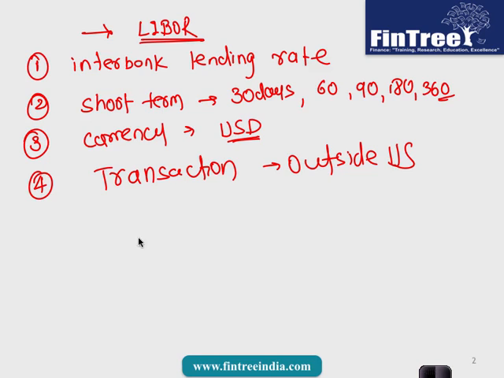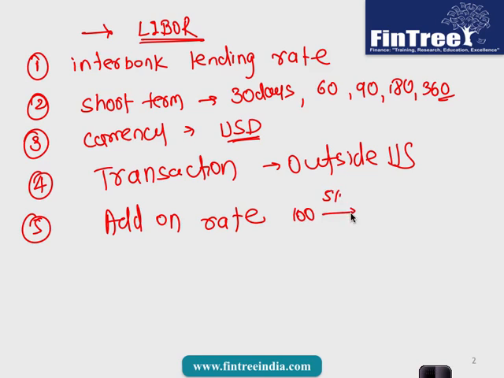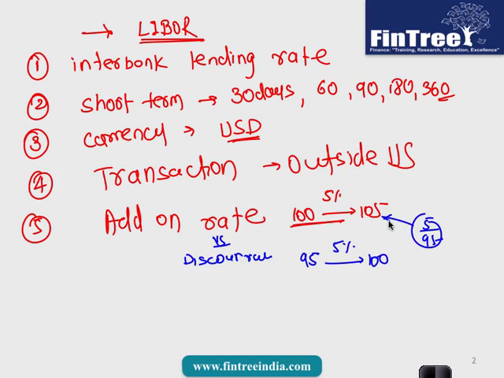Are we fine here? Next, it is an add-on rate. What is the meaning of add-on rate? Correct. If you take a loan of 100, and the interest rate is 5%, after 1 year you will have to pay 105. This is add-on rate. Opposite of this is discount rate. So if the discount rate is 5%, then you would be given a loan of 95 and you would be required to pay 100. That means a 5% discount would result in 5 divided by 95 as the add-on rate. Are we fine?